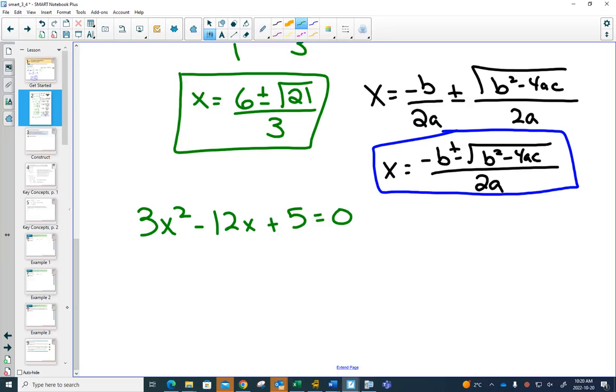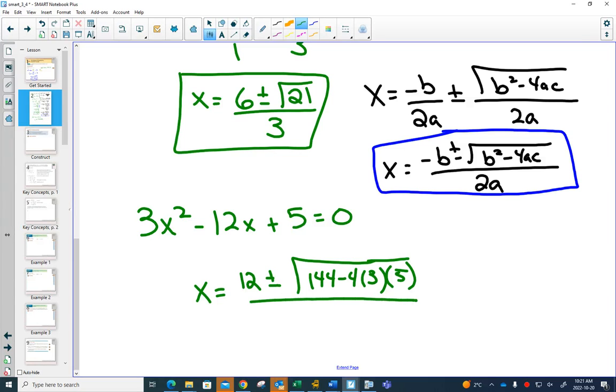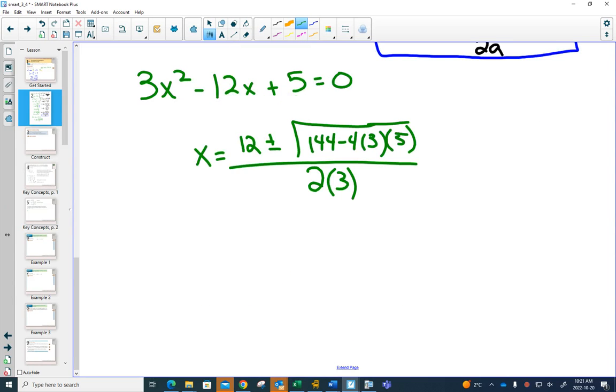So according to the formula, I would go x is equal. My b value is negative 12, and here I would have negative b. Can you see negative 12 would be positive 12. Plus or minus square root of b squared, negative 12 squared is positive 144, minus 4, a is 3, c is 5, over 2 times a. So I'm going to simplify inside that square root. 12 plus or minus the square root of 84 over 6.